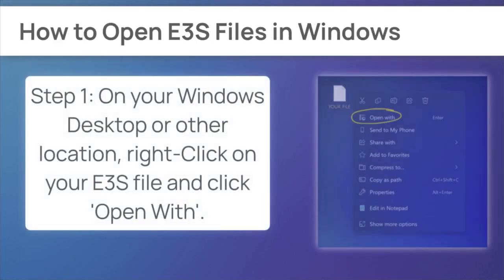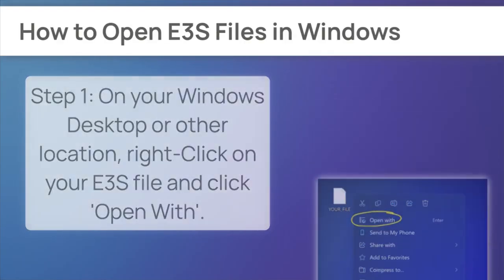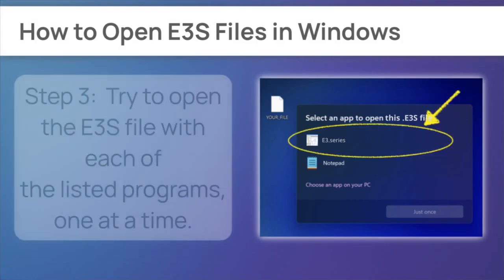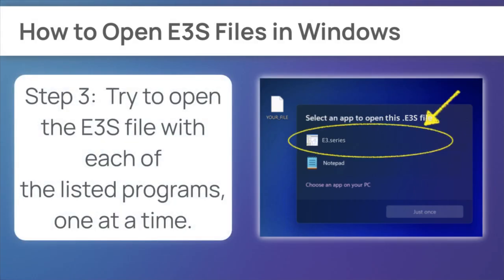Begin the compatibility check by right-clicking your E3S file and selecting Open With. Use E3.series if it's an option. If not, test any other program in the list. Keep testing until the E3S file opens.